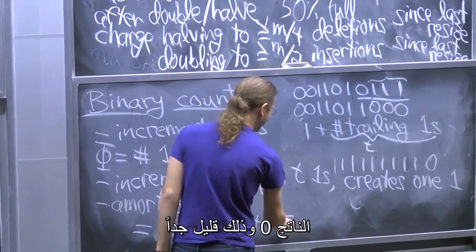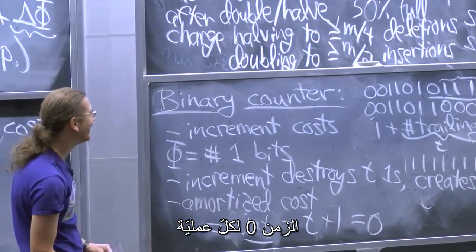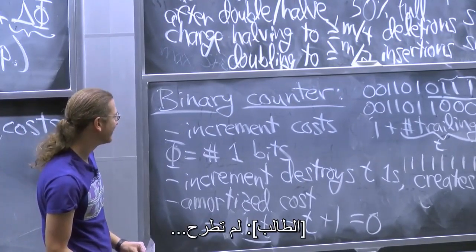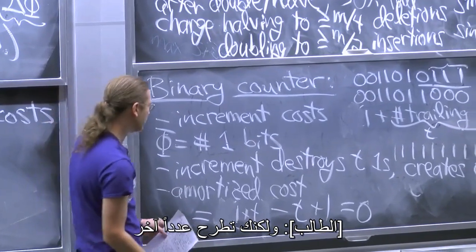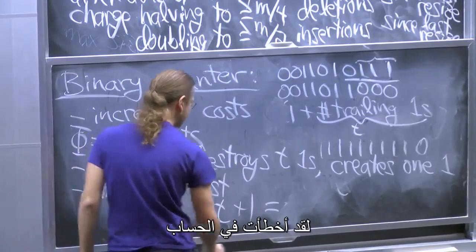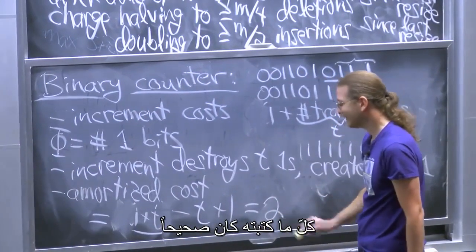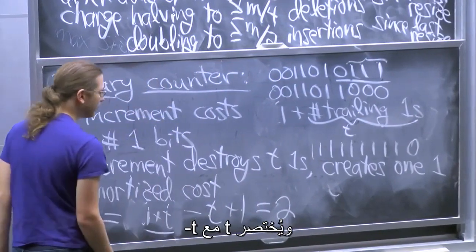I get 0. That seems a little bit too small. 0 time per operation. You're adding a 1. You're not subtracting t minus 1, or t plus 1. You're subtracting t, then you're adding. Oh, right. Sorry. That's 2. Thank you. I just can't do the arithmetic. I wrote everything correct. But this is a plus 1 and a plus 1. T minus t is the key part that cancels.